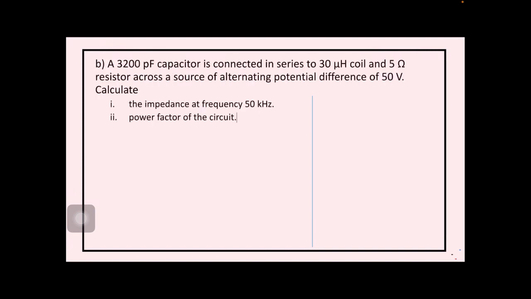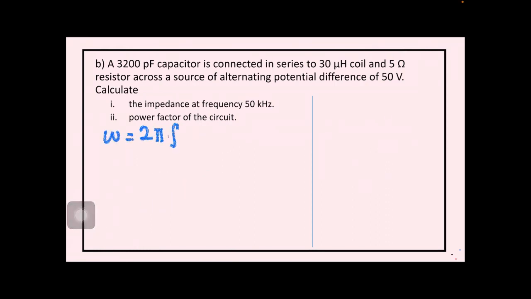Question B. A 3200 picofarad capacitor is connected in series to a 30 microhenry coil and 5 ohm resistor across a source of alternating potential difference of 50 volt. So we have C, L, R, and VRMS. Calculate the impedance at frequency 50 kHz and the power factor of the circuit.